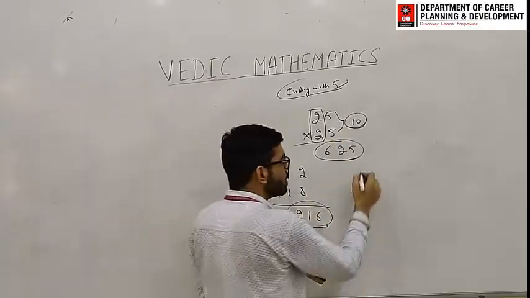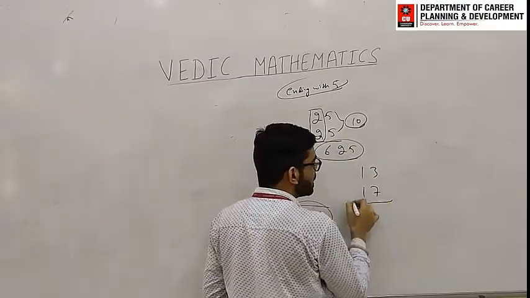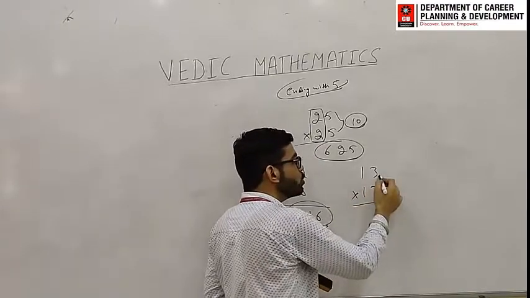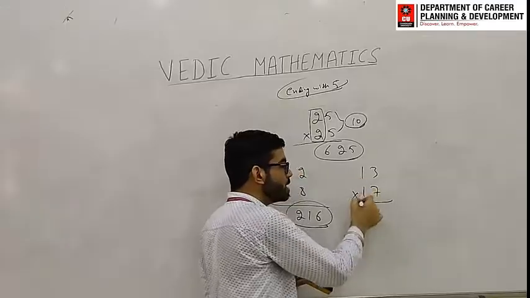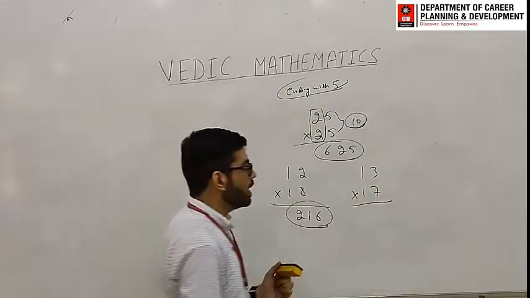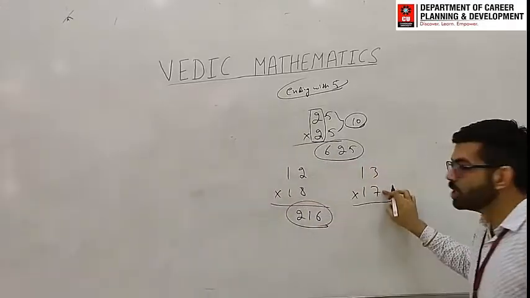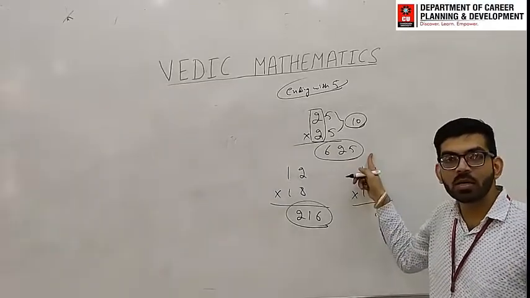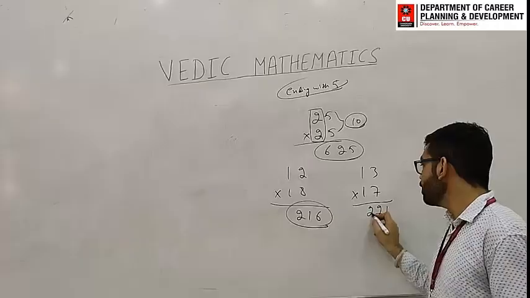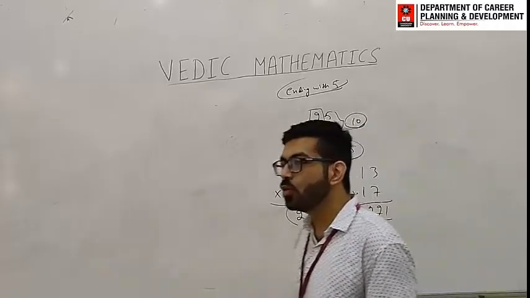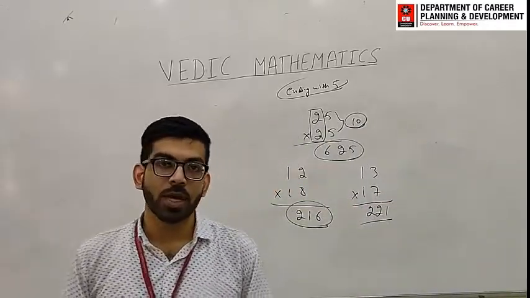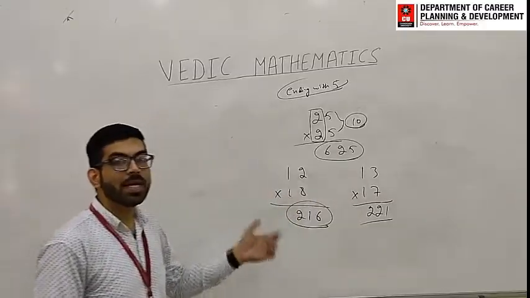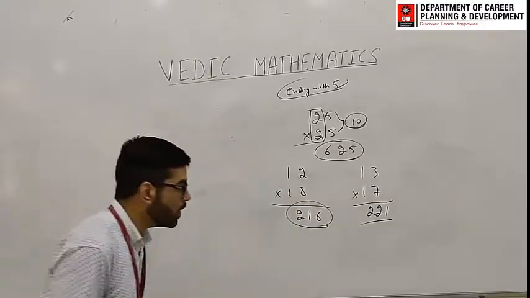See another example. Suppose 13 multiplied by 17. Just remember one thing, that the sum of the unit digits should be 10 and the tens place digit should be the same. Again we apply the same method. 3 into 7, 21. 1 times the next number 2, so 1 into 2, 2. Our answer will be 221. Okay, I hope this one is clear, everyone. Let's move to another one: when a number is ending with 25.